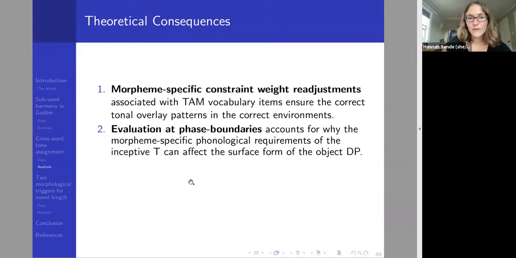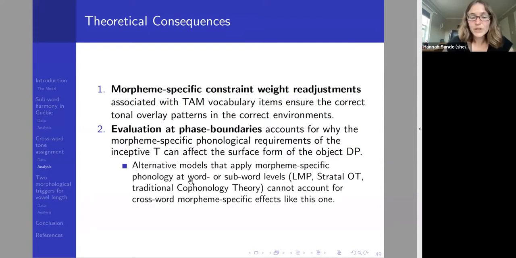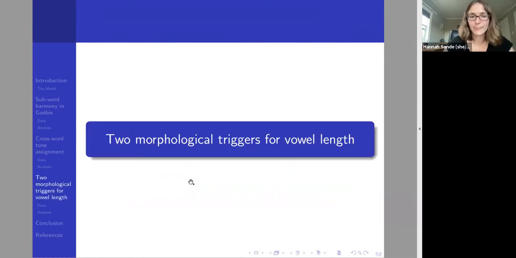So morpheme-specific constraint weight readjustment associated with particular tense aspect morphology ensures the correct tonal overlay patterns in the correct environments, and evaluation at phase boundaries accounts for why we get multiple words affected by this morpheme-specific process. Other models that apply morpheme-specific phonology at word or subword levels, like lexical phonology, for example, can't account for crossword morpheme-specific effects like this one.